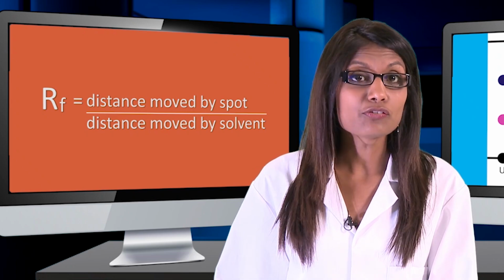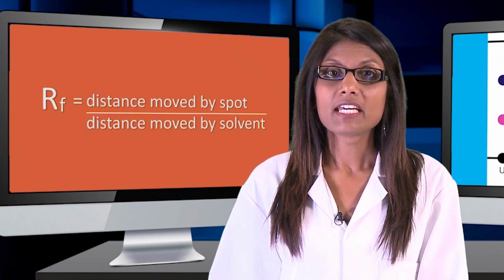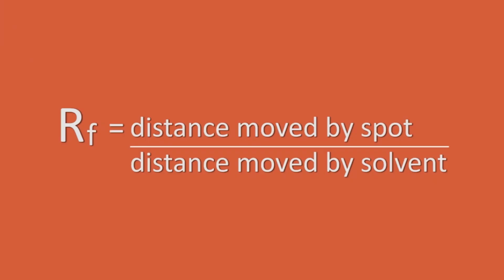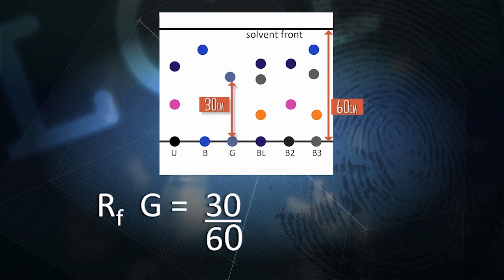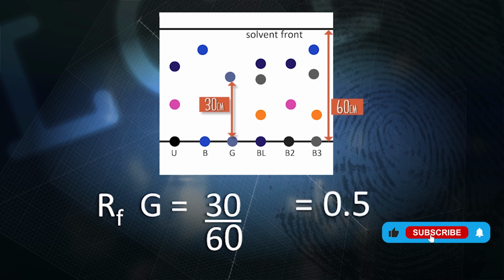Remember, the retention factor, or RF value, is calculated by dividing the distance travelled by the spot over the distance travelled by the solvent. So the distance moved by the spot from substance G is 30 centimetres. The distance moved by the solvent is 60 centimetres. 30 divided by 60 is 0.5.